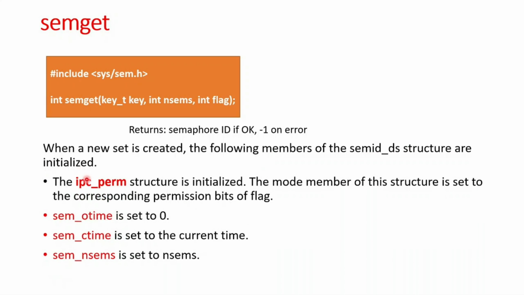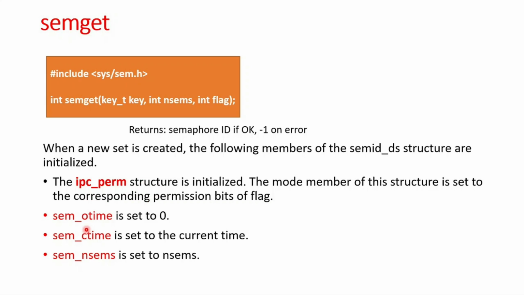So what are those? The permission structure is initialized, and the mode member of this permission structure is set to the corresponding permission bits of the flag that is specified here. If I want to initialize the value of the permission associated with this semaphore, then I have to set the mode value, and the mode value is specified through the flag value that is passed into the semget function. That is what it means at this point.